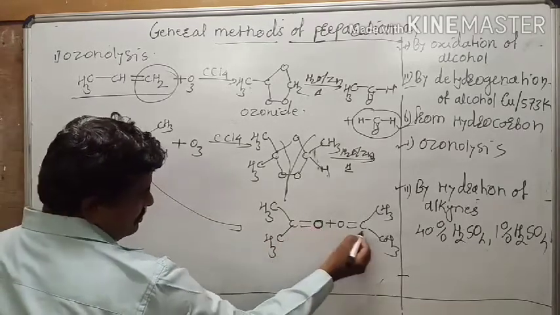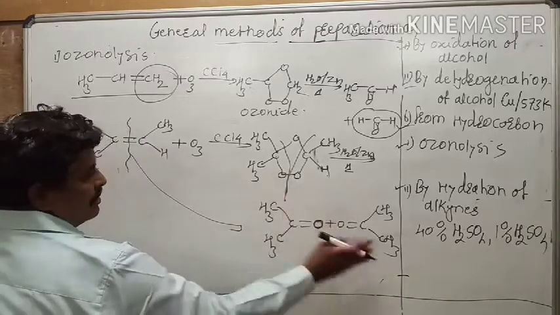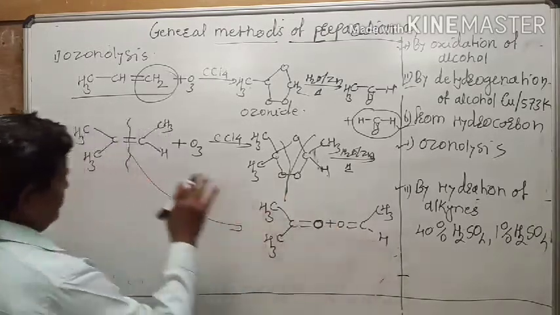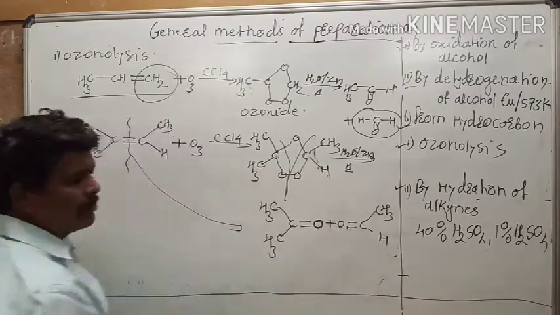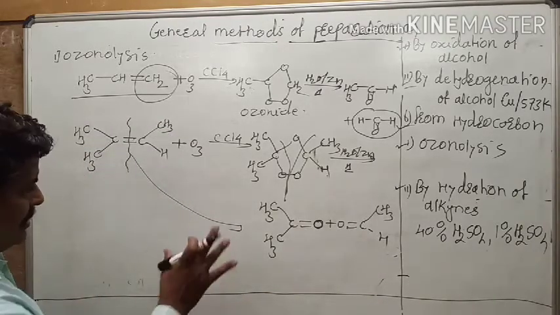put one oxygen, break, then write this part here which is toward the right hand side, then write carbon-oxygen double bond and put oxygen. So you remember this.